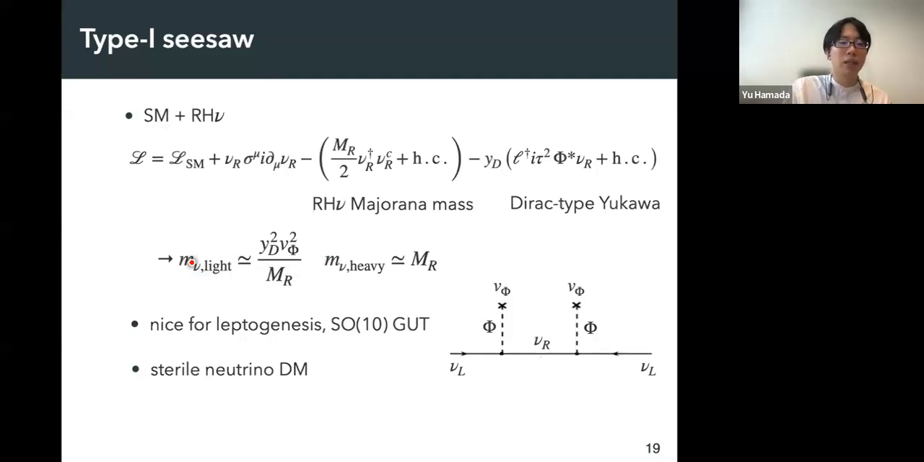we can have a Majorana neutrino mass for the active neutrino. Then we can see that this neutrino mass is inversely proportional to the heavy Majorana mass. That means when the Majorana mass is heavy, we can explain the light neutrino mass. And this is very nice for, for example, leptogenesis. And one of the lightest sterile neutrinos may become a candidate for dark matter, for example. So in that sense, this is a very nice setup in the phenomenological sense.